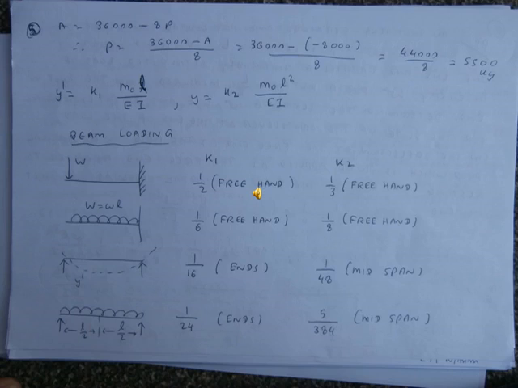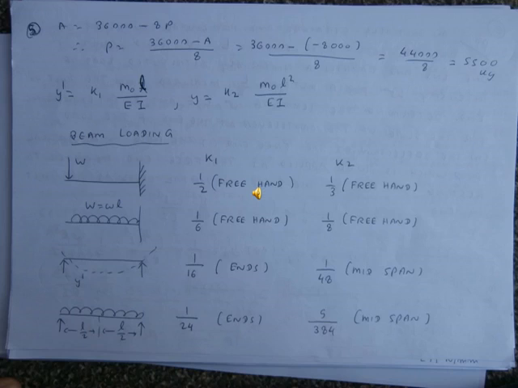So therefore the equations we use are y dash equal to K1 into M0 L divided by EI and y is equal to K2 M0 L squared divided by EI. So in this case M0 is a moment, L is a length, E is the elasticity constant and I is a moment of inertia. So then you can see the beam loading diagram. For the cantilever beams, a weight is added on the cantilever beam. So K1 is equal to 1/2 for the free end, K2 is also 1/3 for the free end.